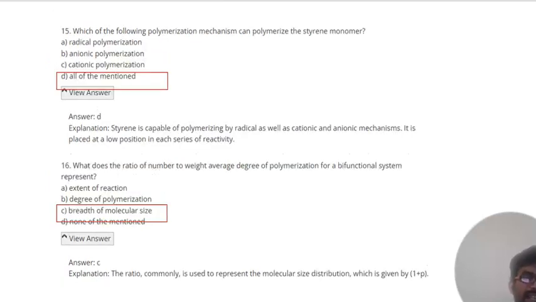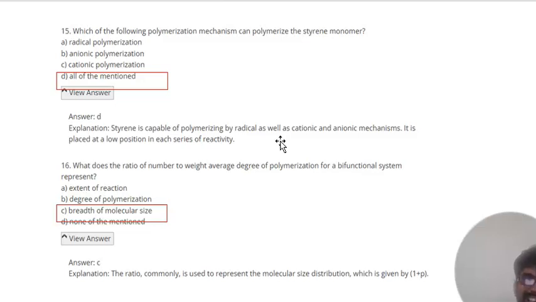Next one, another bit. Which of the following polymerization mechanisms can polymerize styrene monomer? All of the above: radical polymerization, ionic polymerization, cationic polymerization. These are all examples of polymerization mechanisms for polymerizing styrene monomers. The explanation is given here.